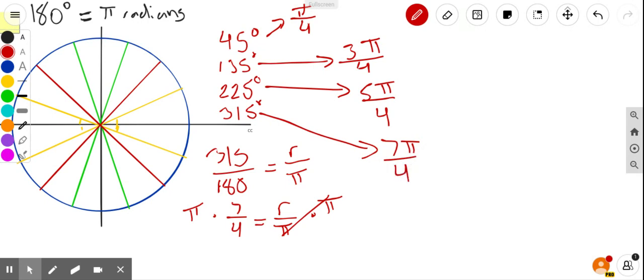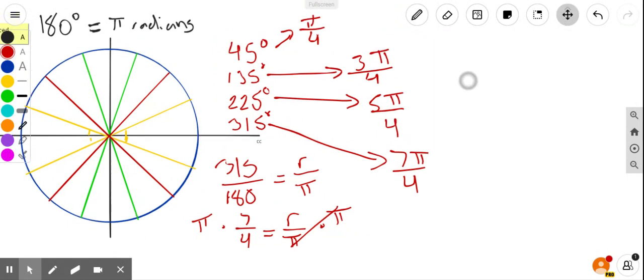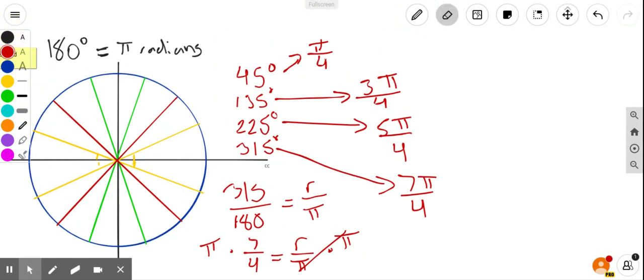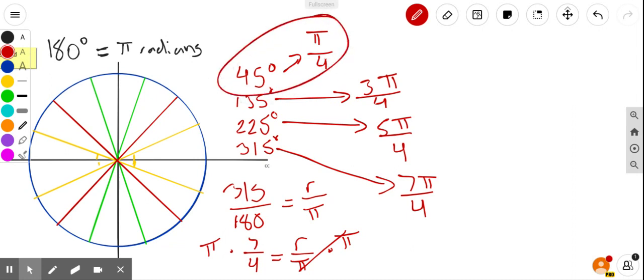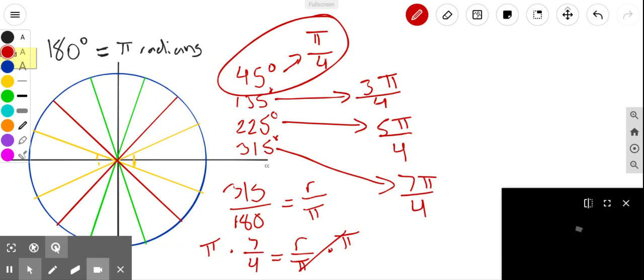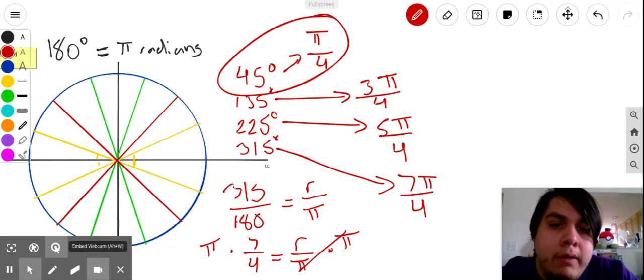And just like last video, the whole purpose of this is to help you find a pattern, to help you know these and know these conversions so you can identify the reference angles. So 45 degrees is the same as pi over 4. So think about what all the angles that have a reference angle of pi over 4, what do they all have in common, right?